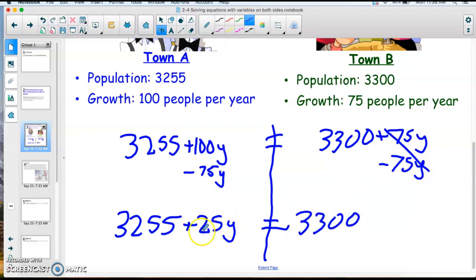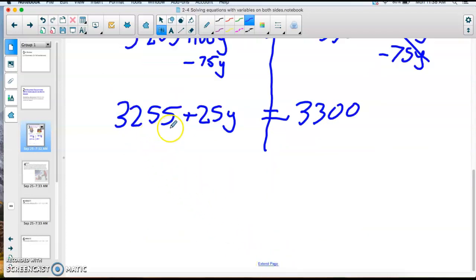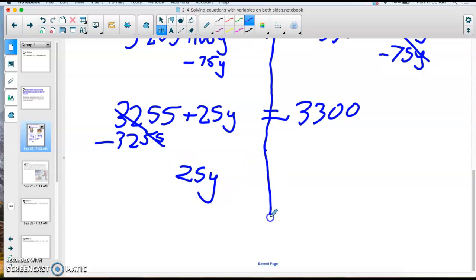Okay, now we're trying to get everything away from the y. We want all the y's on one side, we want all the numbers on the other side. And so our first step in doing that is that we're going to get rid of the 3,255. We subtract it, it turns into nothingness, poof, abracadabra. Okay, we're left with 25y on that side. And we need to do the same thing over here, 3,255. And we are left with, let's see, that subtracted would be 45. You can use a calculator for that. Okay, so we're left with 45.